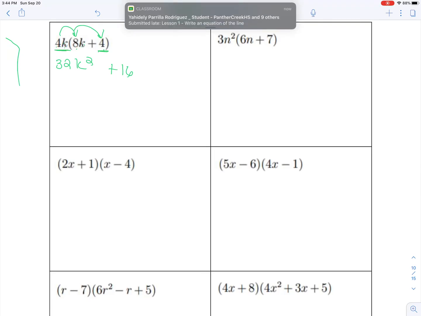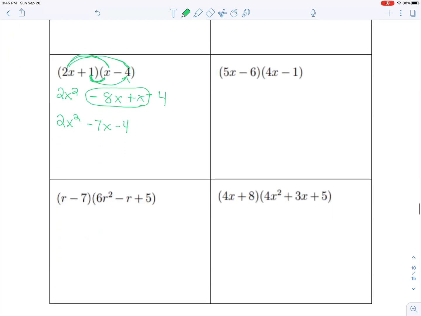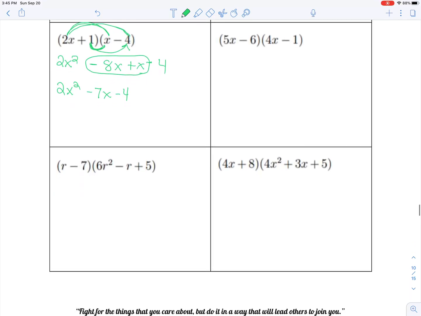Okay, so most of you are probably familiar with FOIL, and that's what we're going to use here. So we're going to multiply the firsts together, and we get 2x squared. Then we multiply the outsides together, and we get negative 8x. And then we're going to multiply the insides together, and that's going to give me x. And then we multiply the lasts, so that's minus 4. Combining like terms with the two terms in the middle, we get 2x squared minus 7x minus 4. And that is a trinomial quadratic.